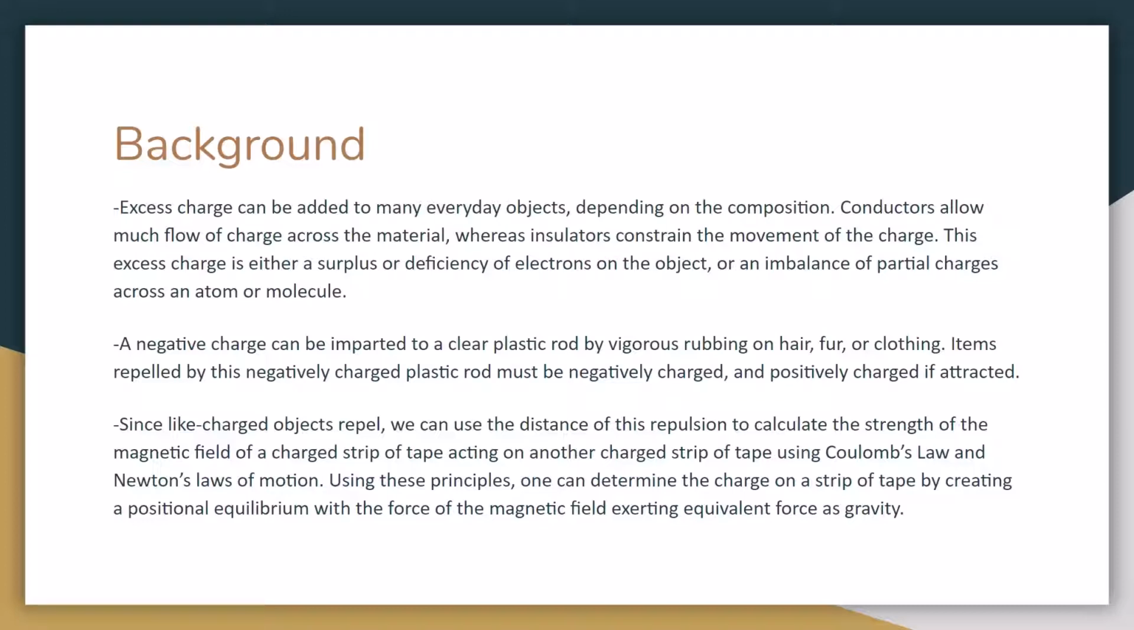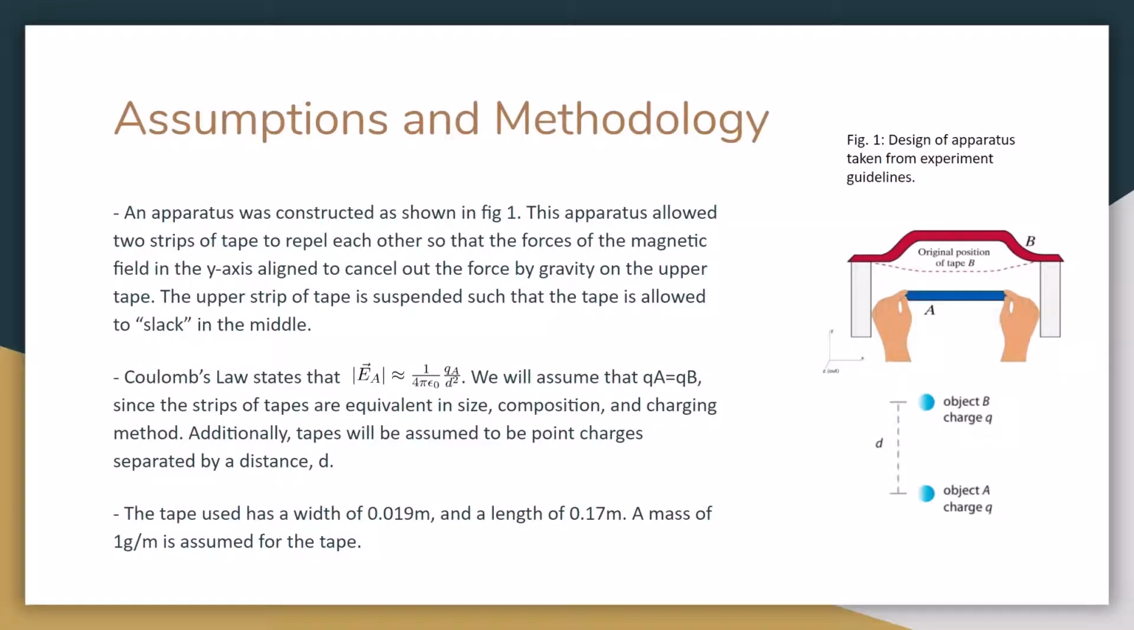A negative charge can be imparted to a clear plastic rod by vigorous rubbing on hair, fur, or clothing. That is particularly important in this experiment. Since we know that like charged objects repel, we can use the distance of this repulsion, in this case a stand-in for the strength, to calculate the electric field around a charged strip of tape acting on another charged strip of tape. In this, we'll use Coulomb's law and Newton's laws of motion.